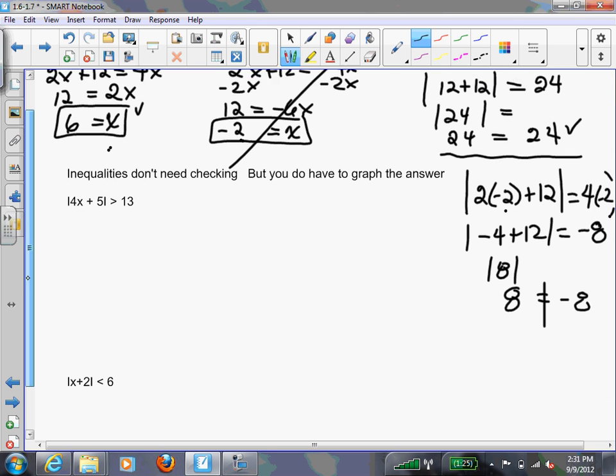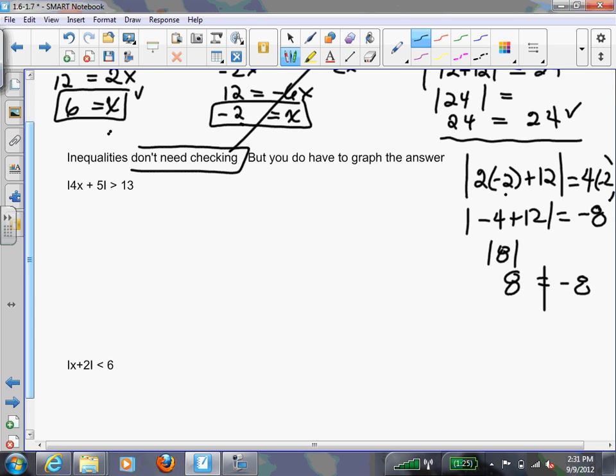Okay, so then we go down to inequalities. We don't need to check, but you do have to have a graph. So we're talking about a line graph. Well, again, we're going to want to do our two cases. Now, this is greater than, which means it's going to be an or statement. And so in our head, we need to know that our graph is going to be going opposite from 2 starting points.